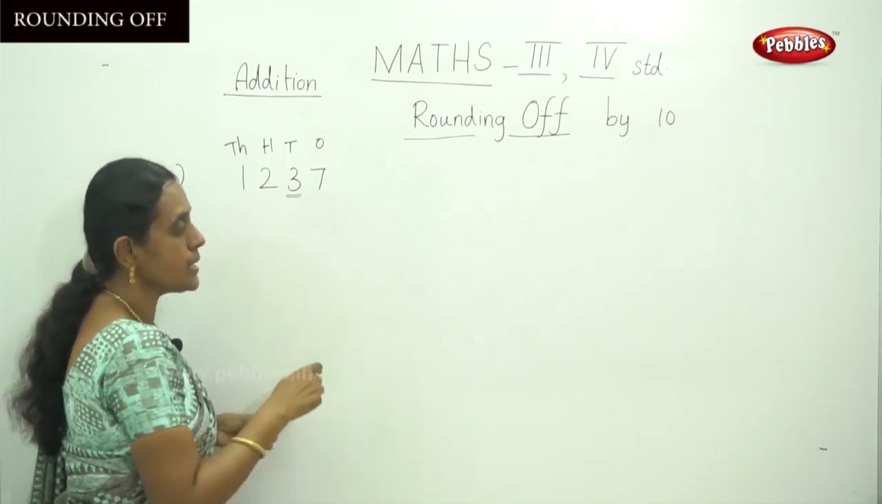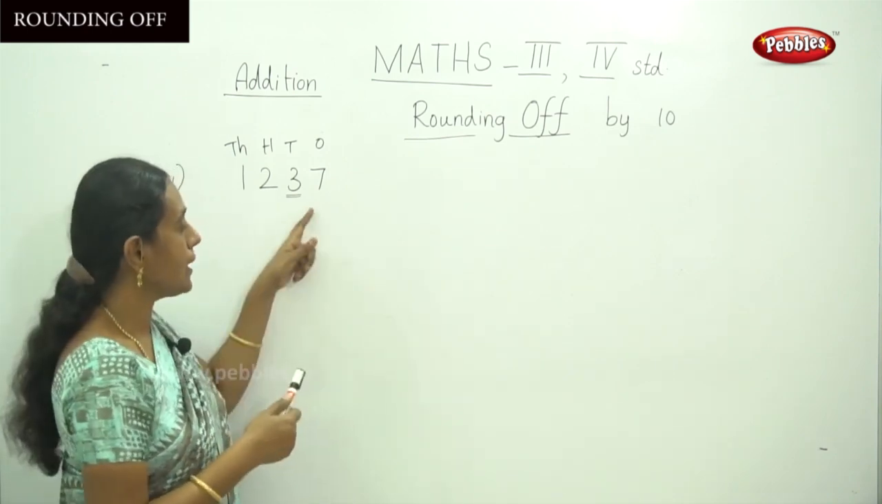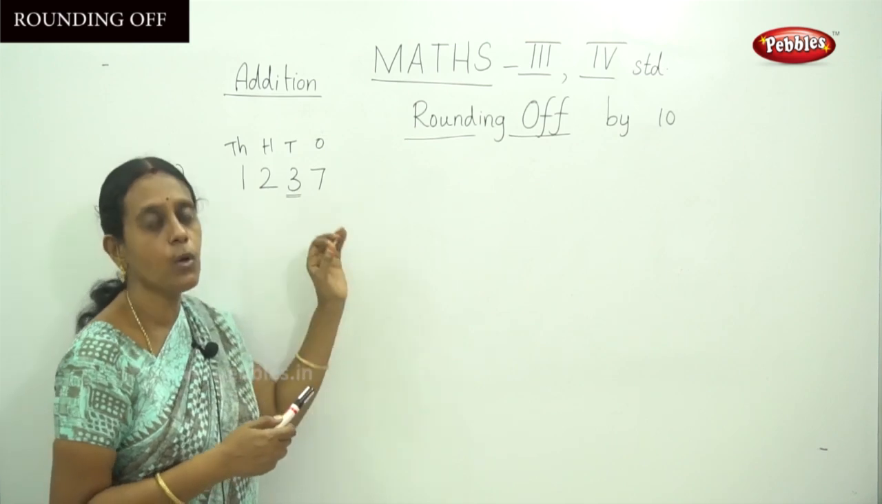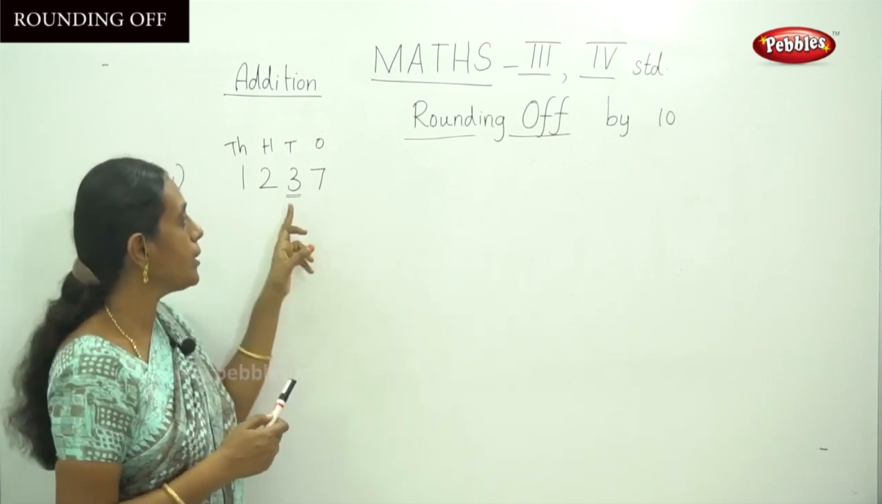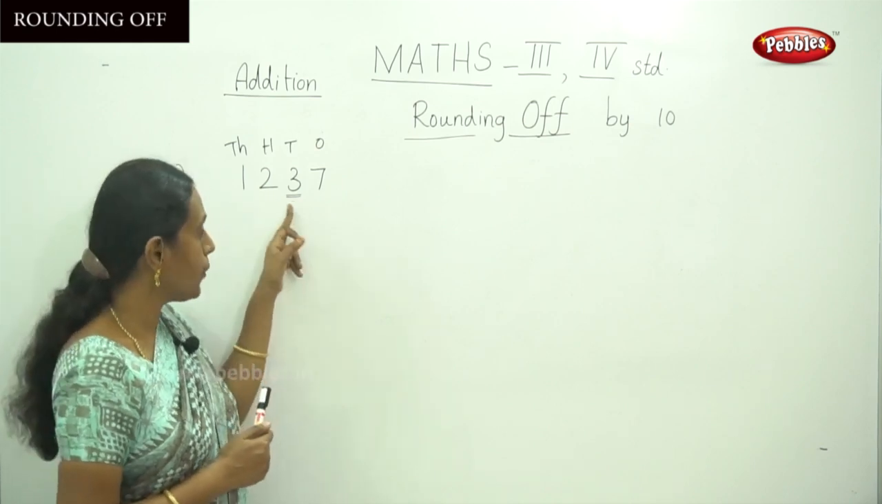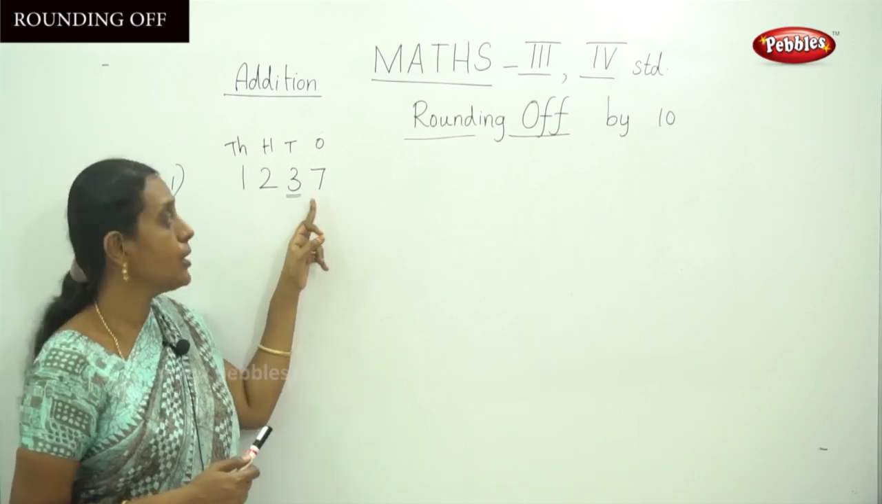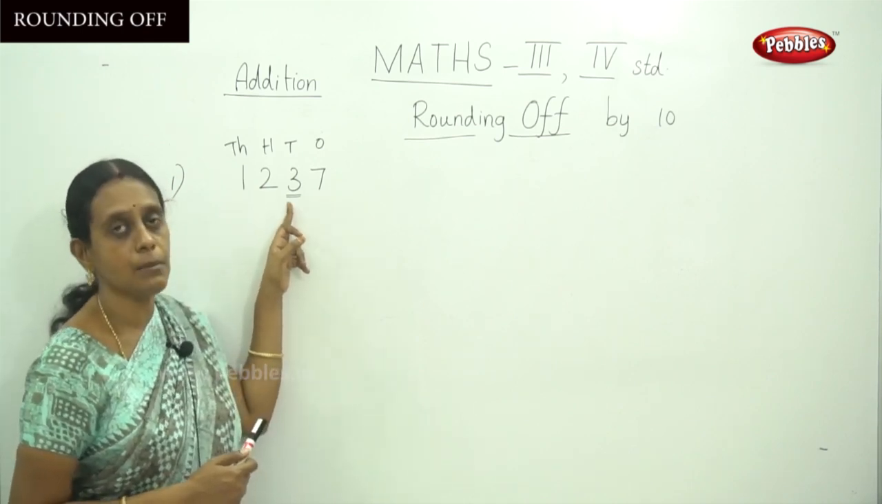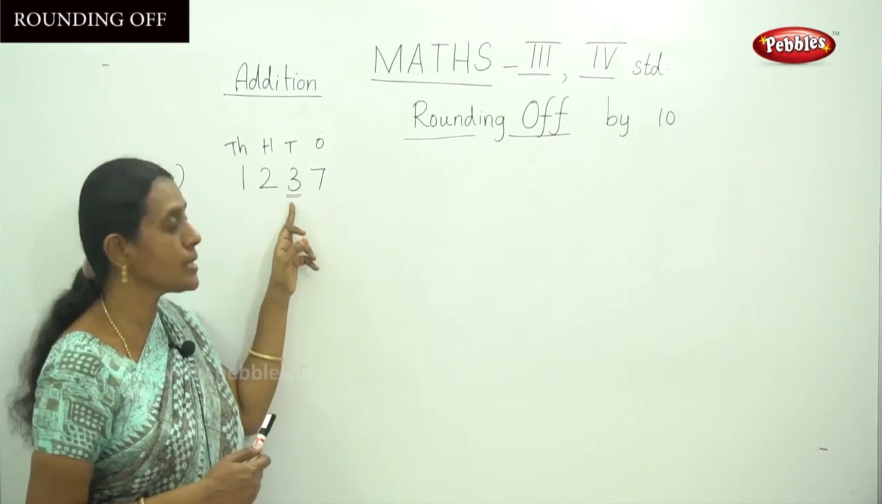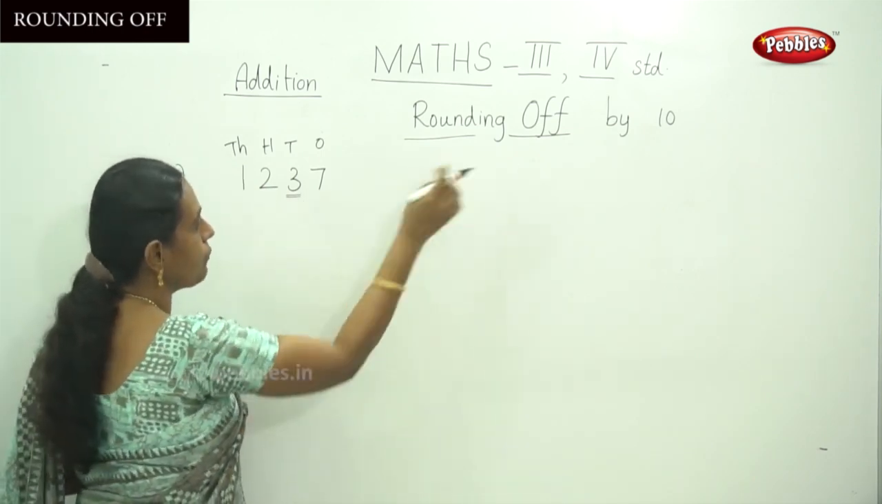If the number is 5 or more than 5, you have to write down the next 10. Suppose the last digit is lesser than 5, you won't change the tens number. Write down the same number. I will show you the answer, because this is the answer of rounding off by 10.